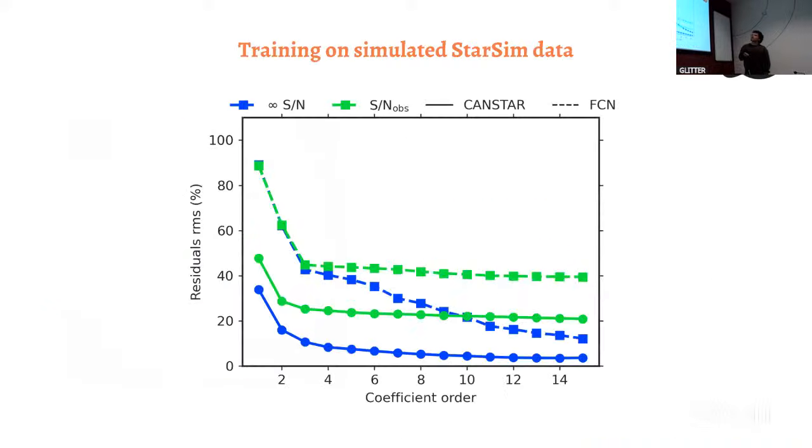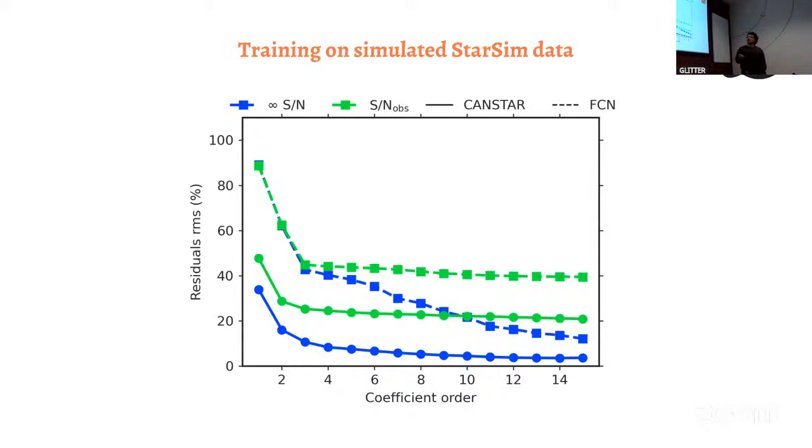Here I show the performance of our neural network, which we name CANSTAR, which is Convolutional Attention Network for Stellar Activity Removal. We compare the performance to a FCN, which is a fully connected network, a simpler baseline network that doesn't use time information. And we also compare the performance as a function of the signal to noise of our observations.